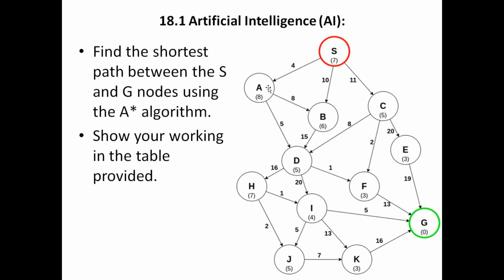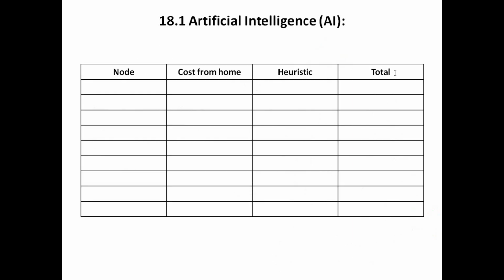Then from S you can go to A. The cost for that will be 4 and the heuristic will be 8. So the total cost of going from S to A will be 12. For B it will be 10 plus 6, 16, and for C it will be 11 plus 5, 16.